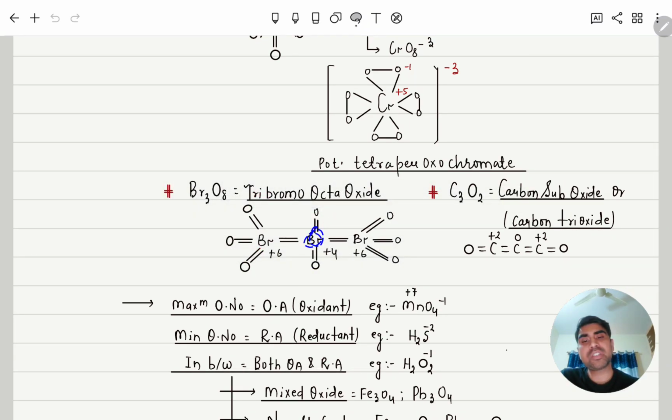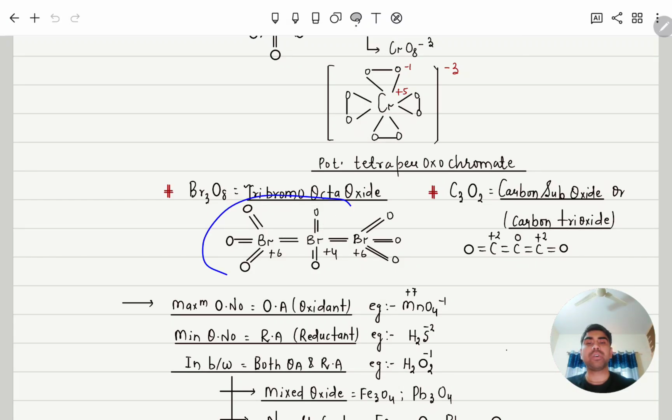Since this bromine is symmetrical with respect to the left side and the right side, the charge formation will not happen for this bromine, because whatever electrons the groups on this side attract, the other side will attract that much also. So overall this bromine has no residual charge. Due to these 2 oxygens it will be +4. The remaining terminal 3 oxygens on this side make it +6, and similarly here also +6.